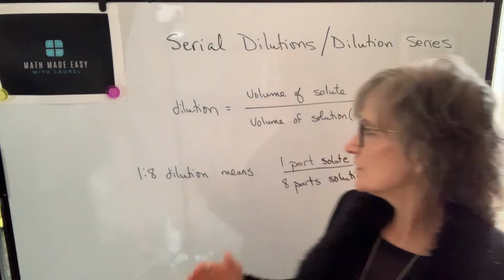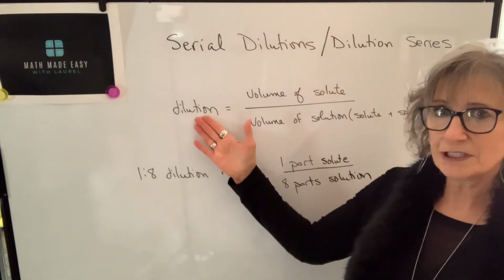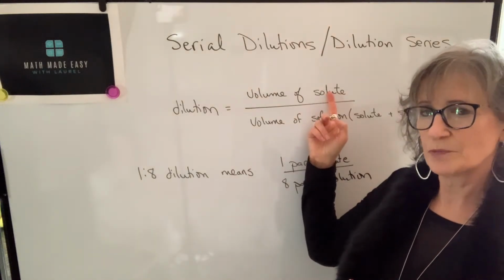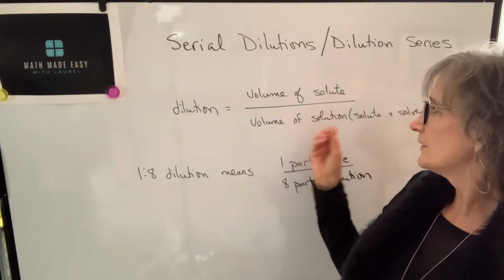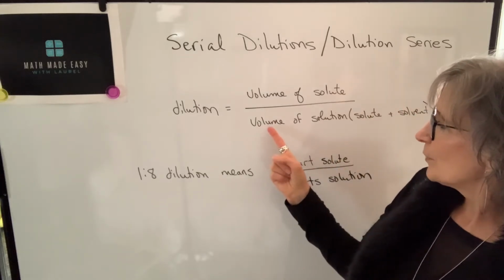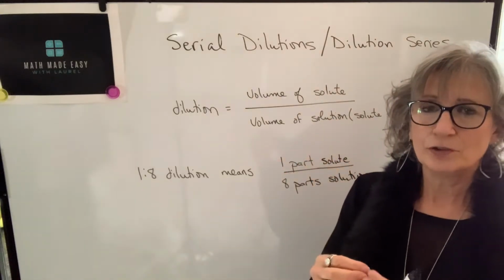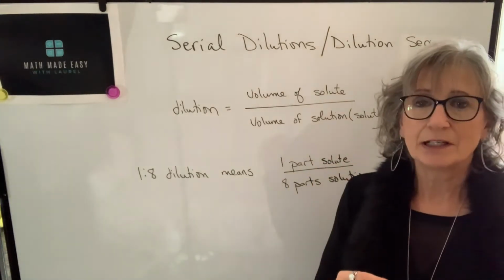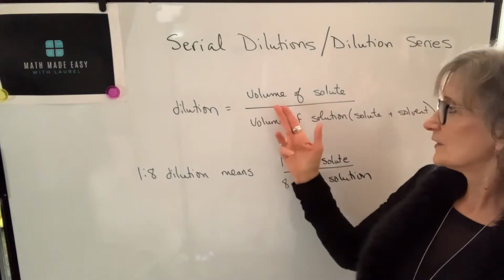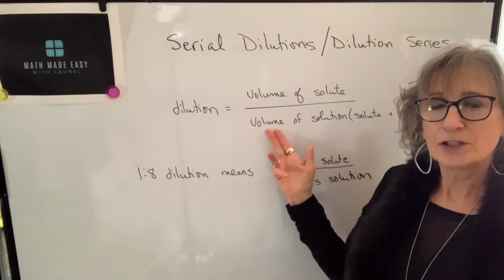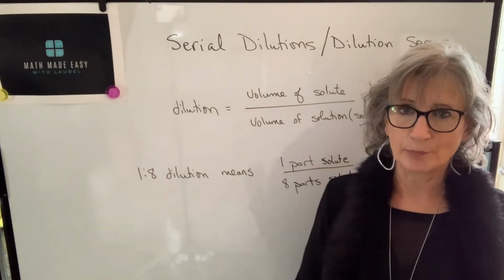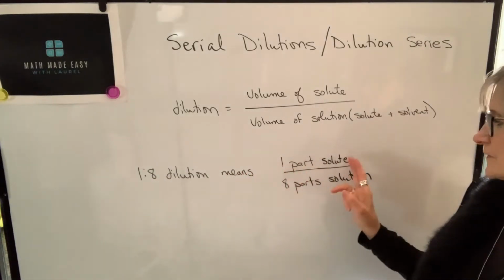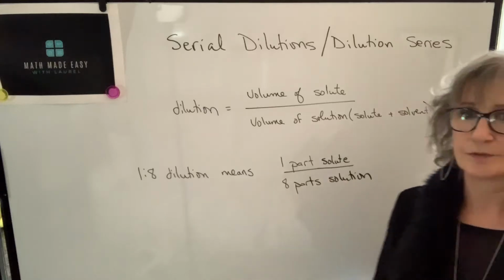And just as a quick recall, dilution is a ratio of the volume of the solute, which is the compound, the substance, the concentrate, the serum, whatever, divided by the volume of the solution. So when you take a substance and dilute it with dilutant or solvent, it becomes a solution. So it's a comparison of those two volumes, and you always want to express it as 1 to some number. So if, for example, we had a 1 to 8 dilution, it means we have 1 part of solute in 8 parts of solution.